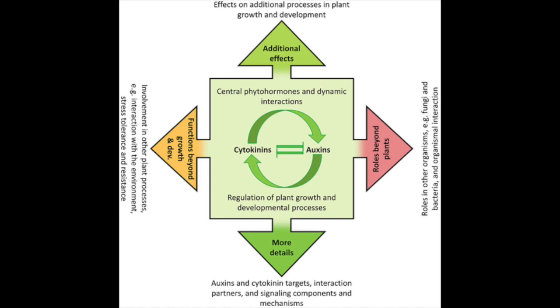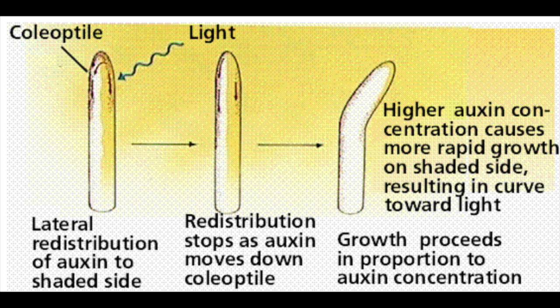So here, this is in the apical meristem where the cotyledon receives the light. There's lateral distribution of the auxin to the shaded side. So the auxin moves over due to the concentration, where there's a higher concentration, now more growth on that shaded side, resulting in a curve toward the right. Growth proceeds in proportion to auxin concentration. So it'll grow in the opposite direction in which auxin travels to.